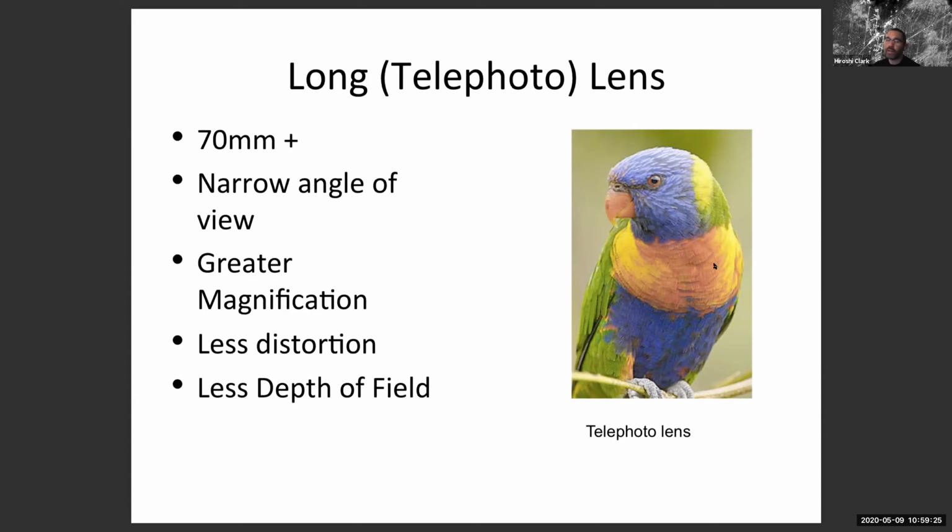Narrow angle of view, right? It's really punched in, I like to say, like it's punched in. Greater magnification, as you can see with this bird. Less, if no distortion. And then the depth of field is also less.